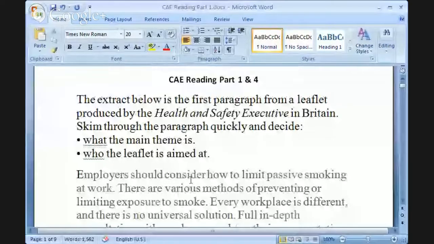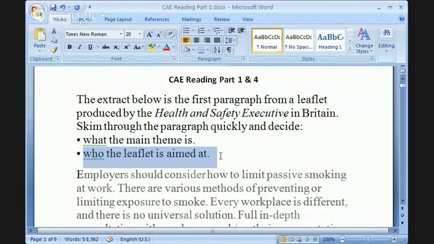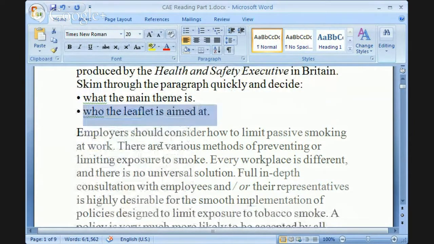The first order of business, basically, to help yourself out is to get an idea of what the main topic is and what is the controlling idea. Now here I'm going to share with you a paragraph from a leaflet from the Health and Safety Executive in Britain. Okay. So we're going to skim through and try to figure out what is the main theme and what is the controlling idea, or in this case, who is this leaflet aimed at?